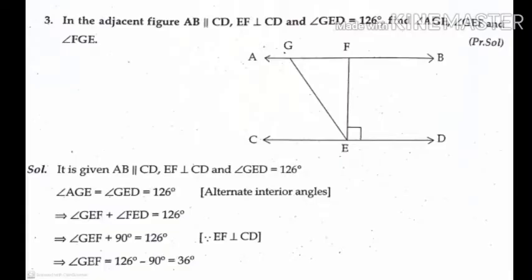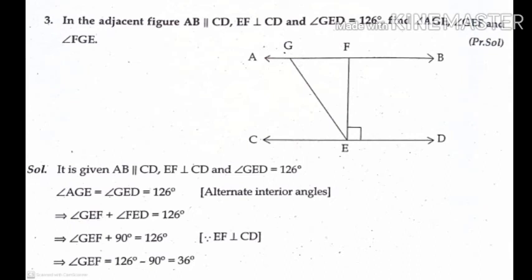Next question, in the adjacent figure AB is parallel to CD and EF is perpendicular to CD and angle GED is equal to 126 degrees. Find angle AGE, angle GEF, and angle FGE. Solution. It is given that AB is parallel to CD and EF is perpendicular to CD and angle GED is equal to 126 degrees. Angle AGE is equal to angle GED, that is equal to 126 degrees, since alternate interior angles.